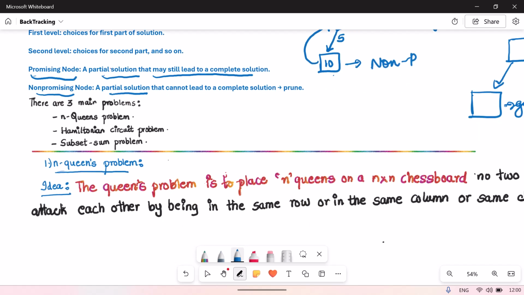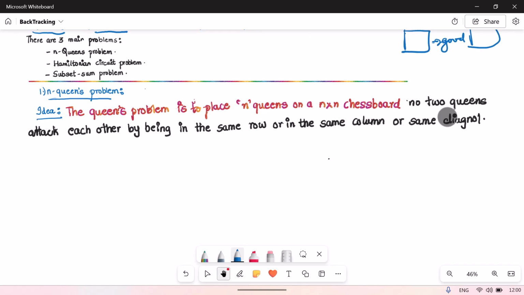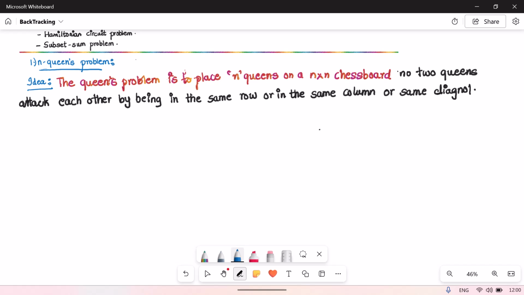Now let us look at the three problems that come under backtracking. The first one being the n-queen problem. Very important problem from the exam point of view, okay, and even the placement point of view. See, the idea is the queens problem is to place n queens in an n cross n chessboard such that no two queens attack each other by being in the same row, same column, or same diagonal.